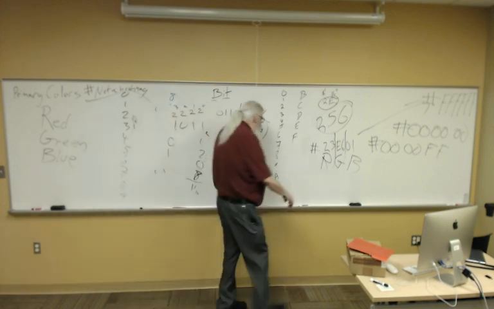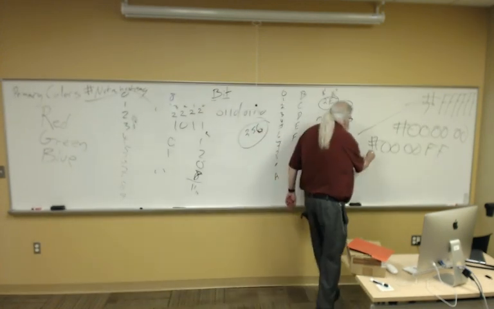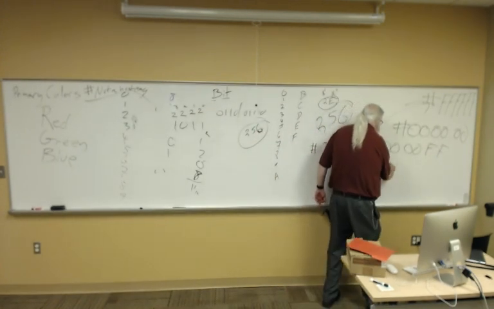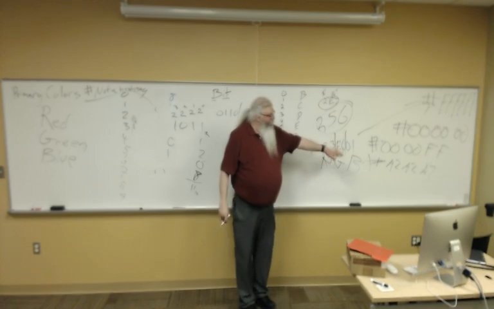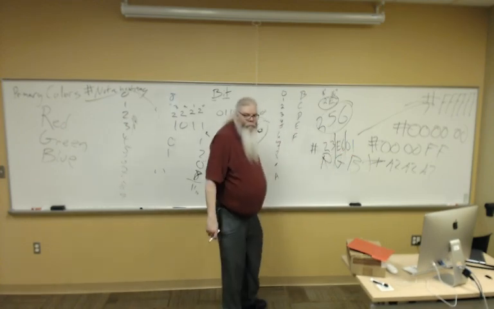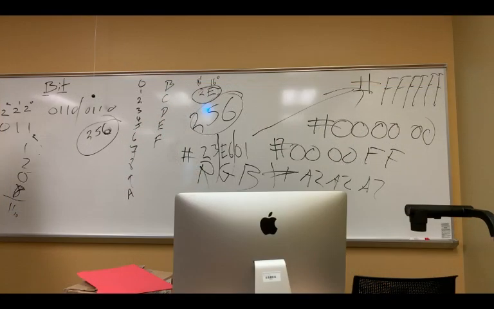And any combination where they're the same, I'm just randomly picking something, A2, A2, A2, that's a shade of gray because they're all equal. So you can kind of get an idea of what color things are just by looking at the values and seeing, are they closer to 0 or are they closer to 255?